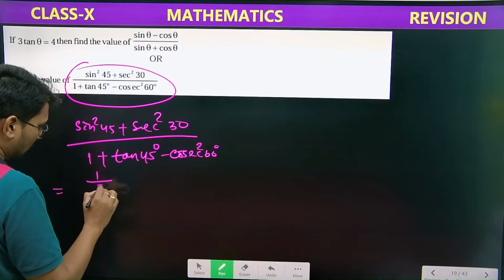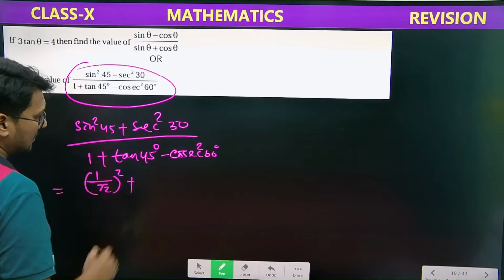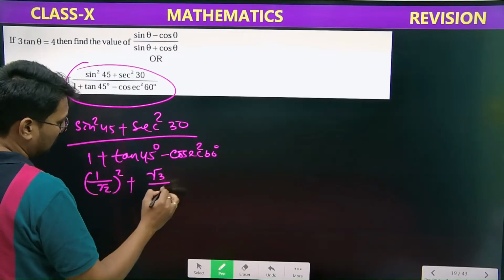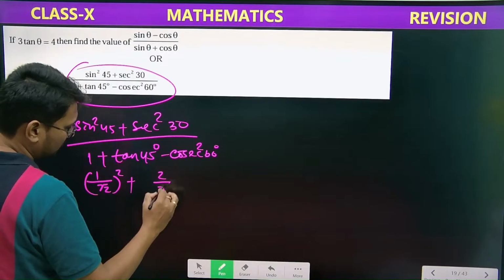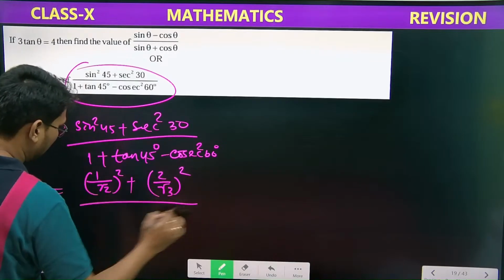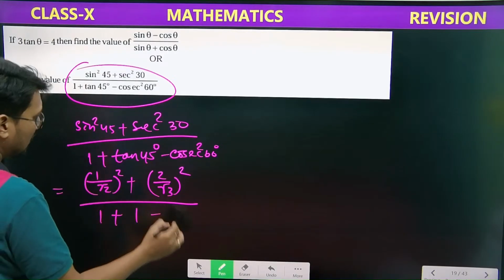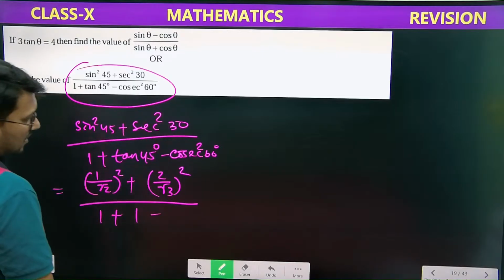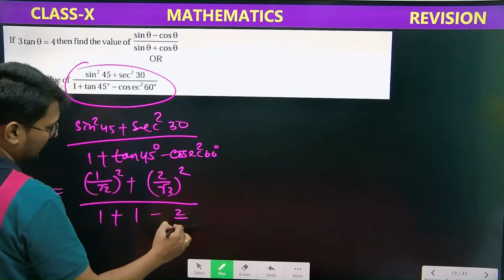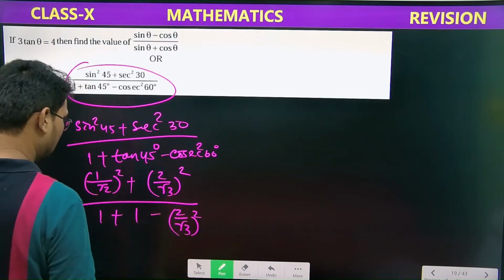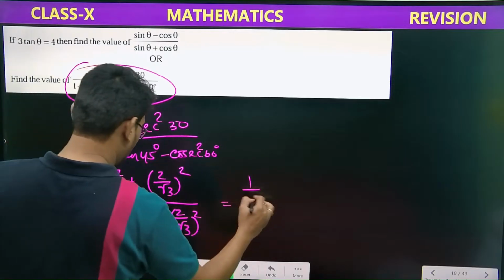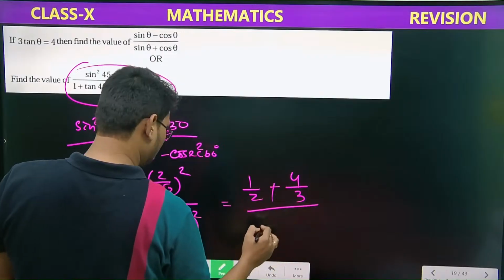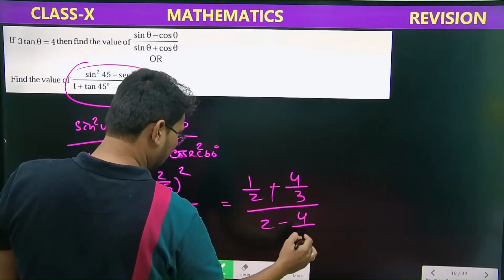1 by root 2 square, 1 by root 2 square, children, plus sec square 30 is how much? You know, that is 2 by root 3 whole square, divided by 1 plus tan 45, you know, 1 minus cosec square 60. Cosec square 60 is how much? Tell me, everyone. 2 by root 3 whole square. Just put it in. That is 1 by 2 plus, 2 by root 3 whole square is what? 4 by 3, divided by 2 minus 4 by 3.